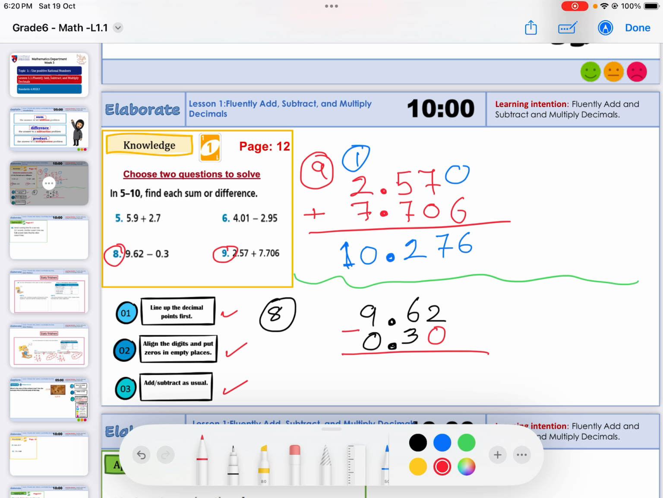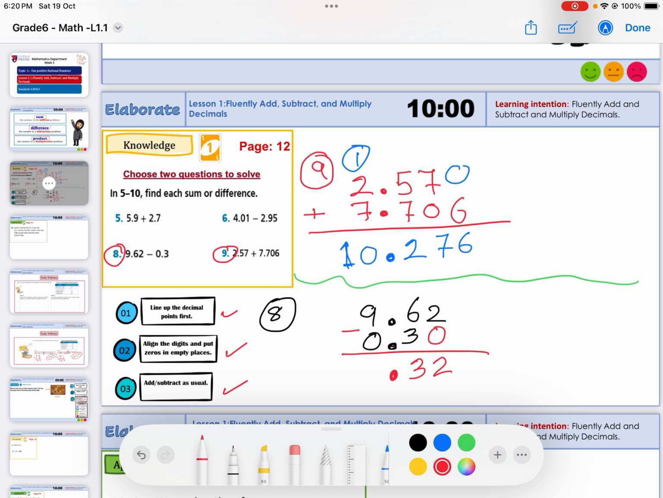Guys, please pay attention because most of you in the quiz, what I've noticed, you guys do addition instead of subtraction, or you do the other way. So please pay close attention to the operation. So now let's start subtracting. 2 minus 0, that's a 2. 6 minus 3, 3. By subtracting, we mean we're taking away.